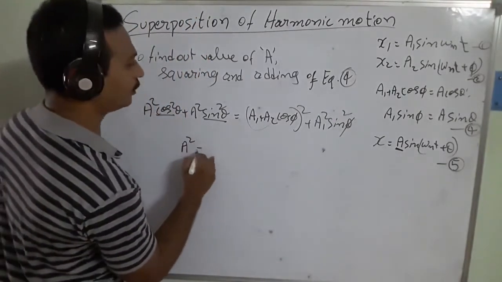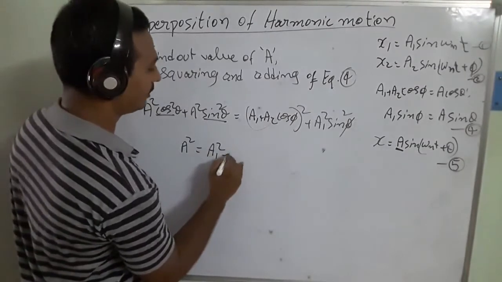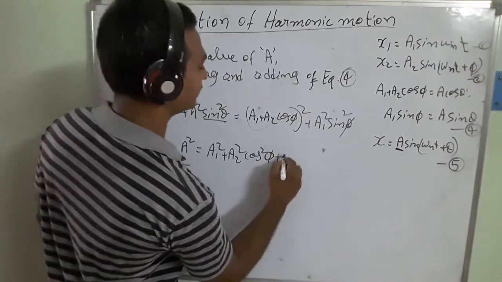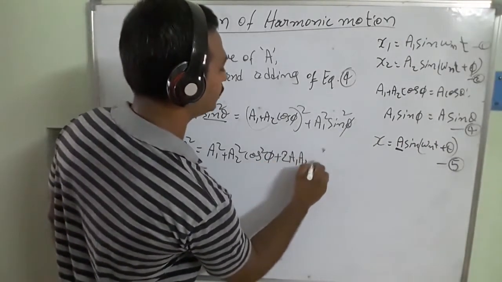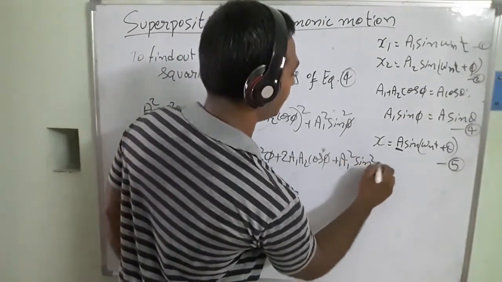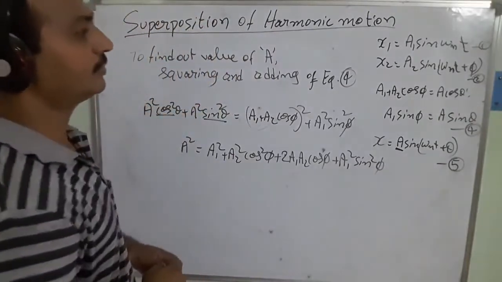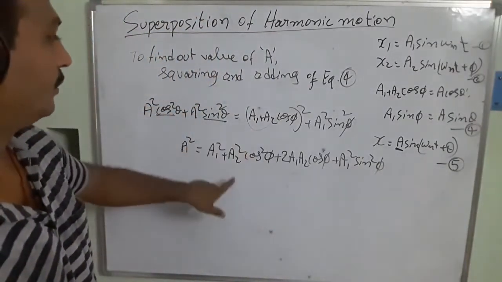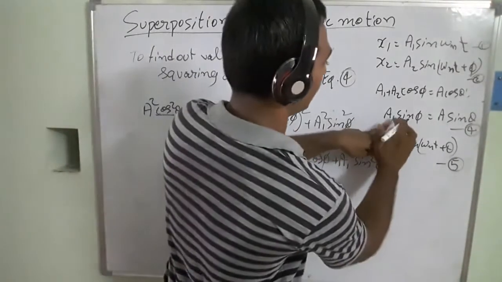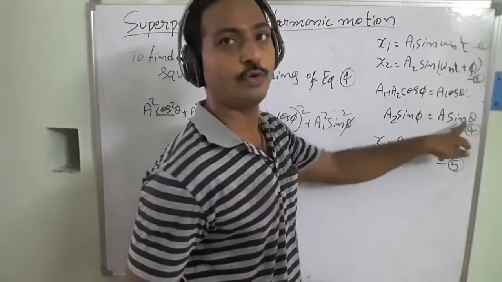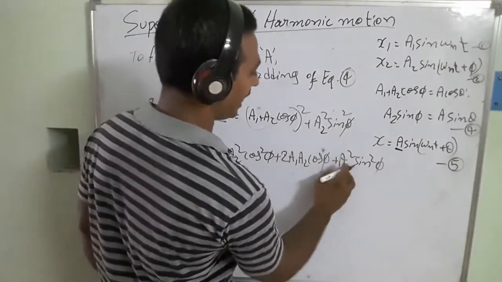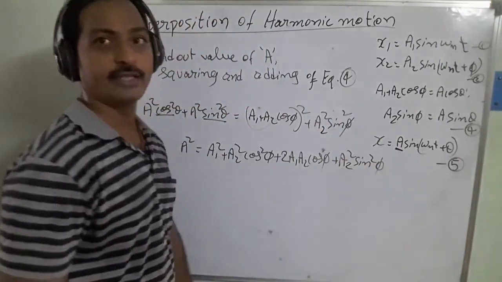The a square is equal to, what is the formula for this one? a1 square plus a2 square cos square φ plus 2 a1 a2 cos φ plus a2 square sin square φ, I am going to take here. So here I have mentioned a2 sin φ is equal to a sin theta. Then in this case, this is going to be a2 square sin square φ, a small modification here.